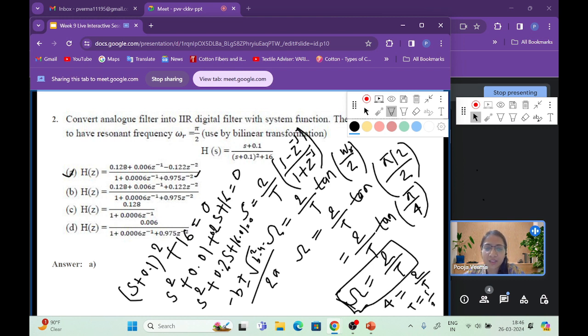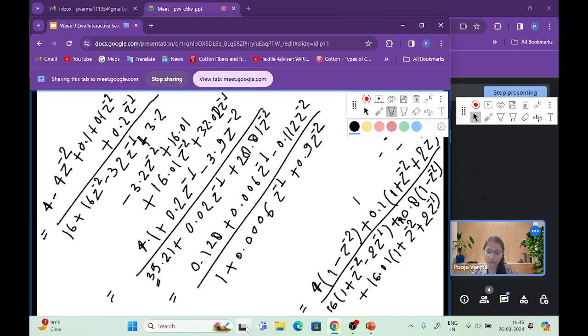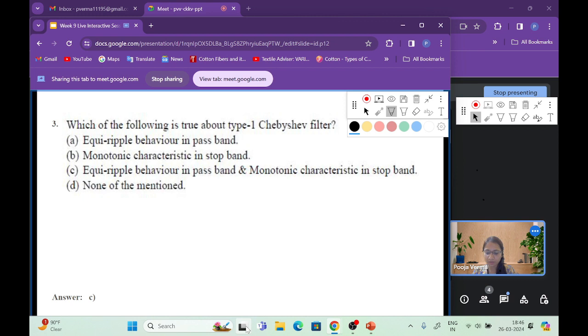Okay, and please carry one calculator with you, so that calculation can be done easily. You can calculate it parallelly also. Okay, so I hope all of you got this. So we can move to the next question.